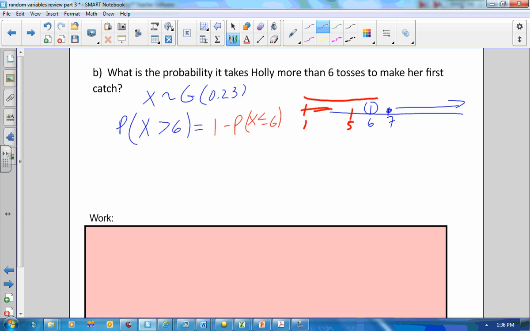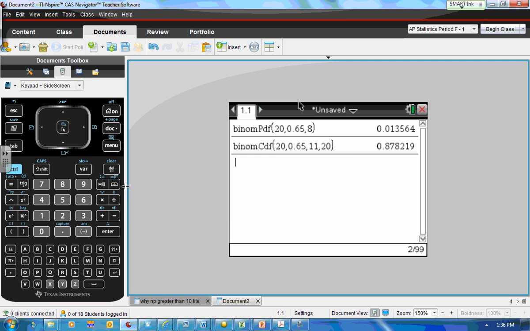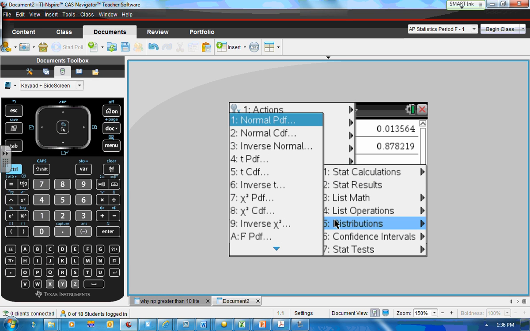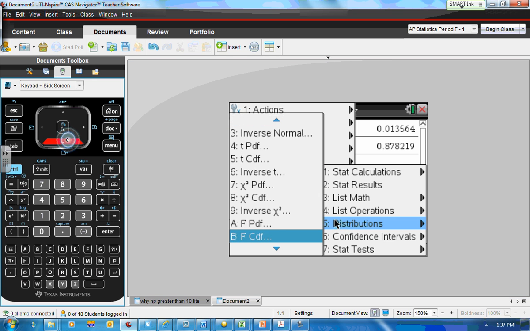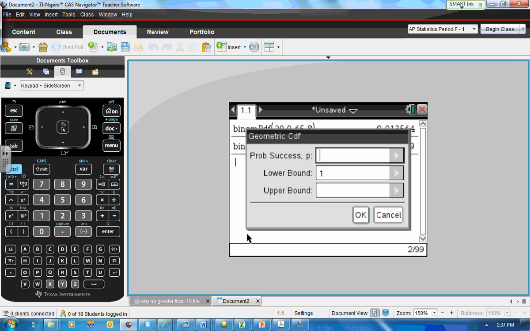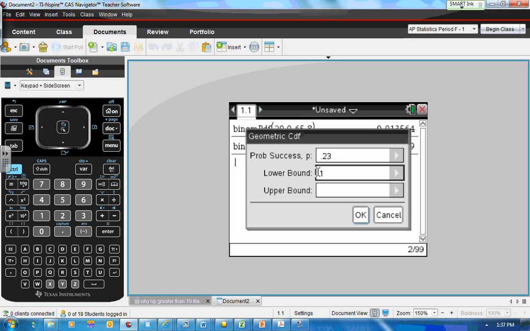Okay? And so I'm going to go to the calculator to do that. It's geometric, and it's going to be a CDF because I have a range of values I want to compute. So I'm going to go back to my other screen, and go to Menu, Statistics, Distribution. I know I want a geometric distribution. I want a CDF because I have an inequality. And there we go. It asked me the probability of success. That's my only parameter. My lower bound, okay, so we were going to do 1 minus the probability that x is less than or equal to 6.